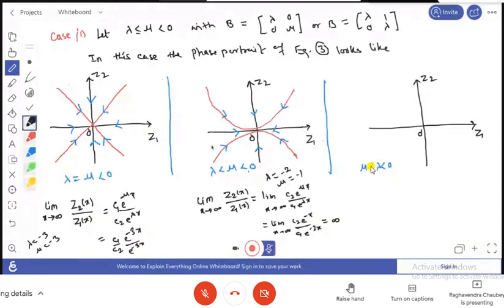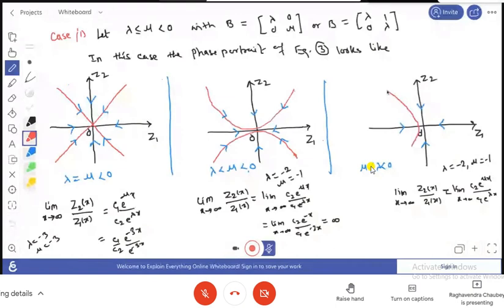Okay, and here in the last case, limit x tends to infinity, z2(x) over z1(x), here this equals limit x tends to infinity, c2 e to the mu x over c1 e to the lambda x, and here lambda is greater than mu, so we take lambda as -2 and mu as -1. Okay, so here the solution is such that the exponential is negative, so this means z2 also, when x tends to infinity, goes towards the origin, and z1 also. But in the rest of this plane, this is because lambda is greater than mu, that's why this curve is like this. Okay, this touches the origin, this is the origin. Okay, so in this sense the graph of your phase portrait looks like this.